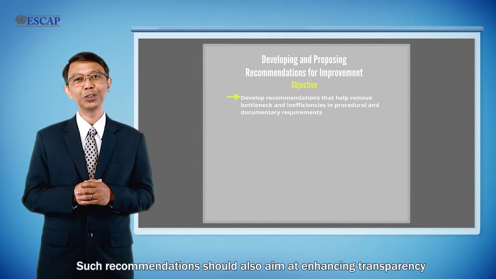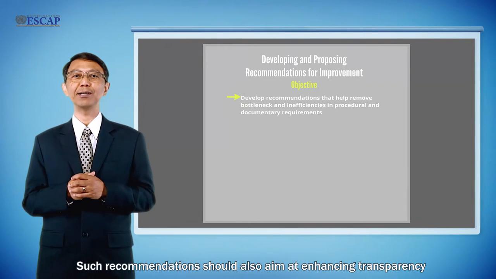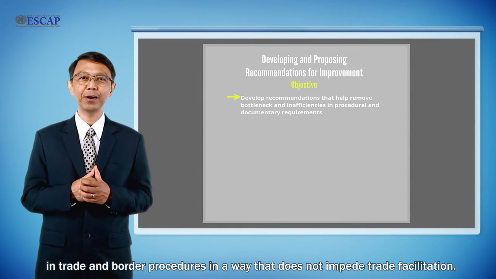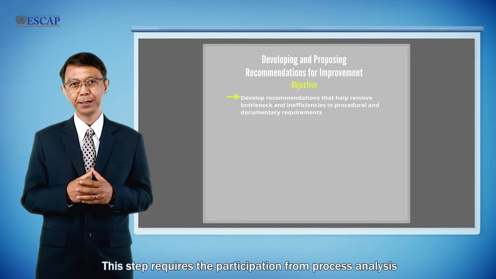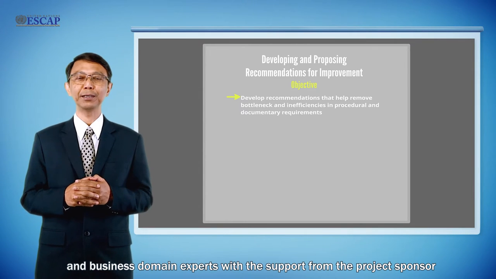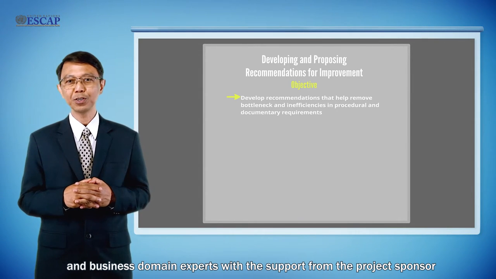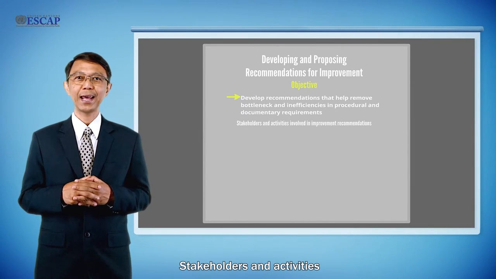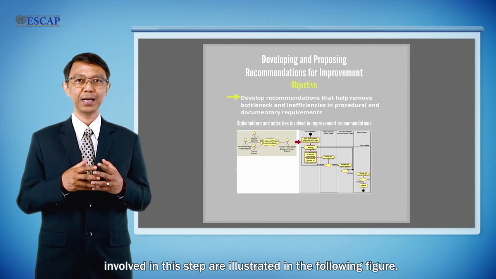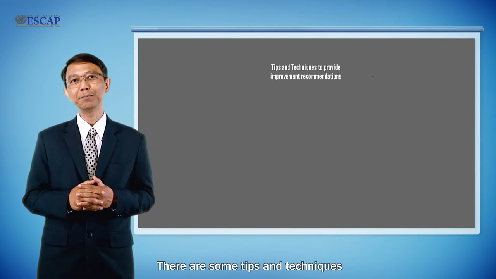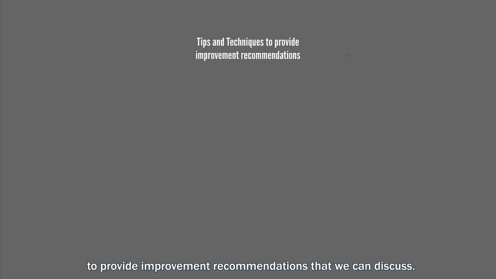Such recommendations should also aim at enhancing transparency in trade and border procedures in a way that does not impede trade facilitation. This step requires the participation of process analysis and business domain experts with the support from the project sponsor and the project management team. Stakeholders and activities involved in this step are illustrated in the following figure. There are some tips and techniques to provide improvement recommendations that we can discuss.